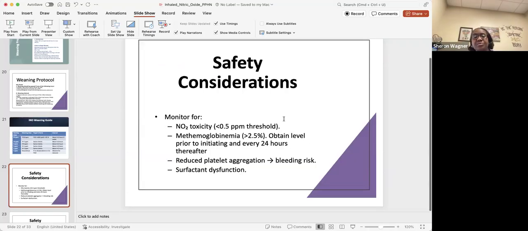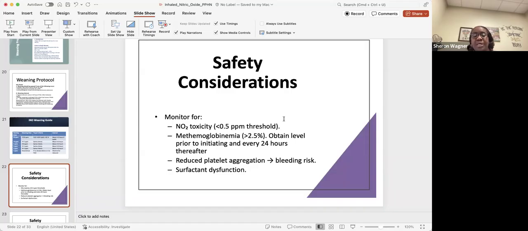Safety considerations would be nitric oxide toxicity. The baby can develop methemoglobinemia, which has a very strong affinity for oxygen, and this can cause your baby to be hypoxemic. Generally, you would target a level greater than 2.5% as the range where this baby might have some toxicity to nitric oxide. So obtain a level prior to starting nitric so that you have your baseline, so you know exactly where you're starting. And then every 24 hours after initiation of nitric oxide.